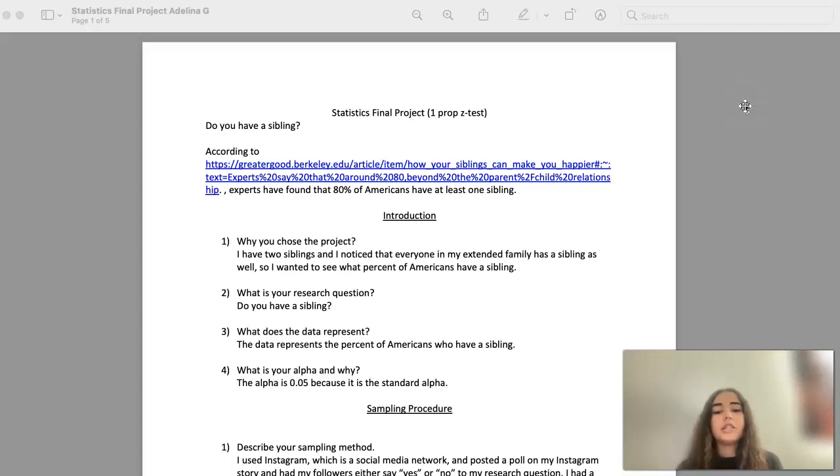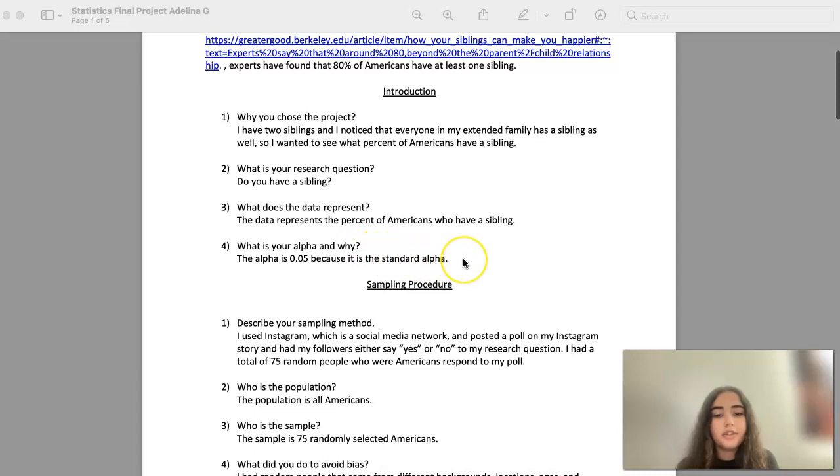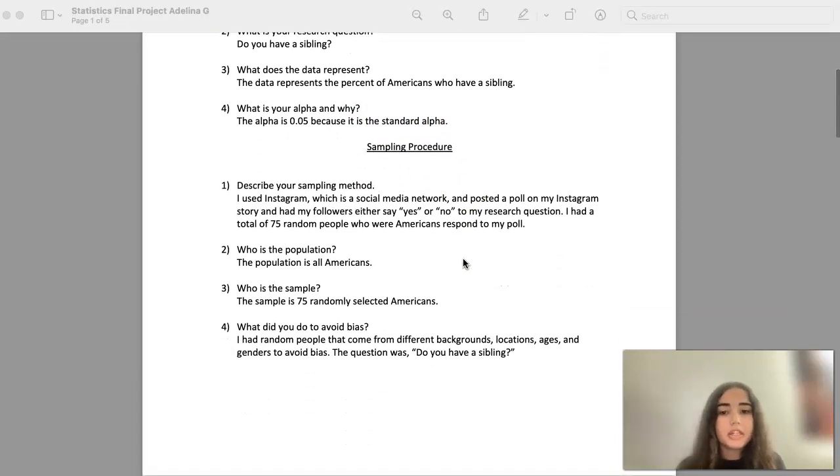My research question was, do you have a sibling? The data represents the percent of Americans who have a sibling. The alpha is 0.05 because it is the standard alpha. For my sampling procedure, I used Instagram, which is a social media network, and posted a poll on my Instagram story and had my followers either say yes or no to my research question. I had a total of 75 random people who are Americans respond to my poll.